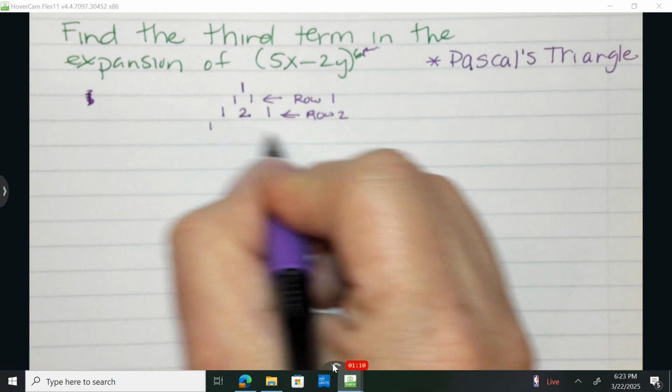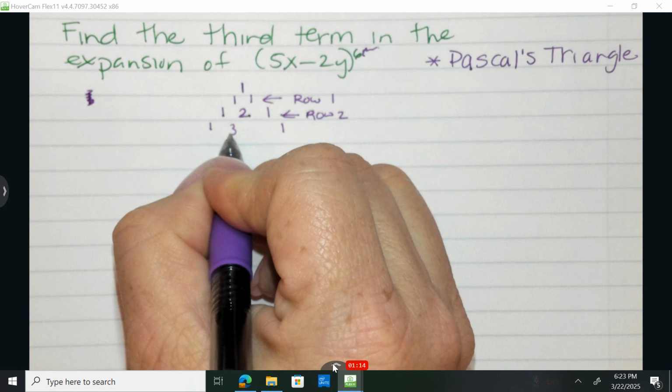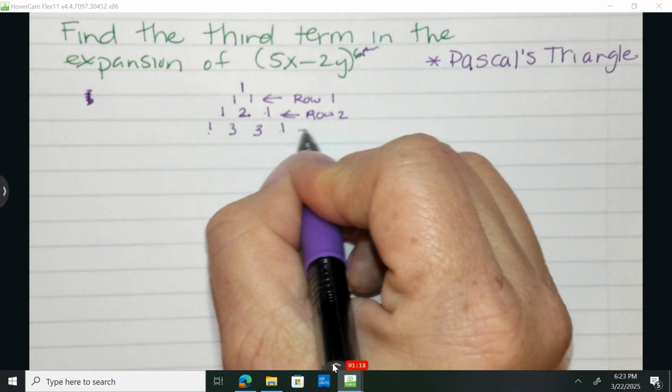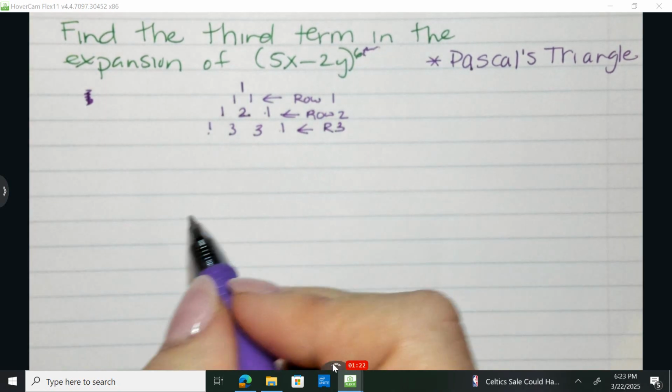Okay, I always start with 1 and end with a 1. 1 plus 2 is 3. 2 plus 1 is 3. I start with a 1 and end with a 1. I'm just going to abbreviate. This is row 3. Now I need to go out to row 6 for this particular problem.